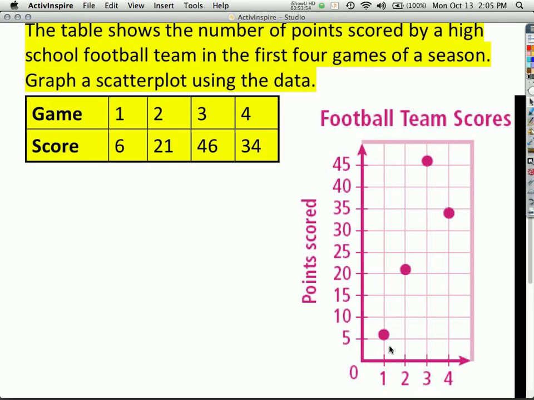Any comments, questions on constructing a scatter plot? Give me a thumbs up if you got the graph. Good, put your thumbs down. Any questions at all?